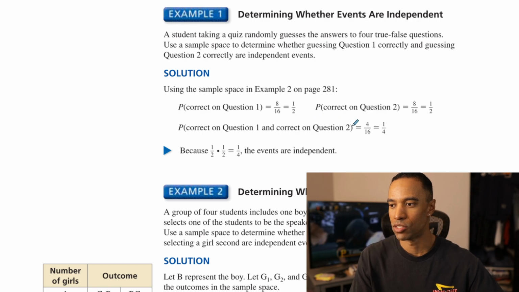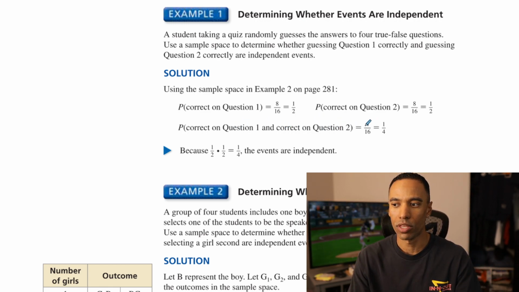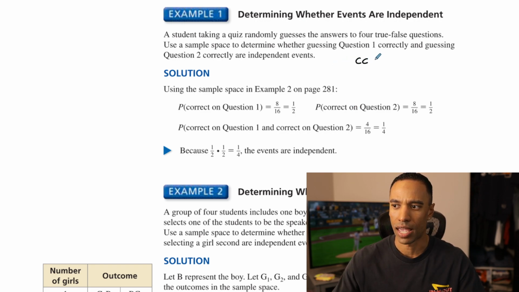Now, what is the probability of getting question 1 and question 2 correct? There were only 4 out of 16 ways to do that. Let me at least write those 4 out, right? We can either get both questions 1 and 2 correct.